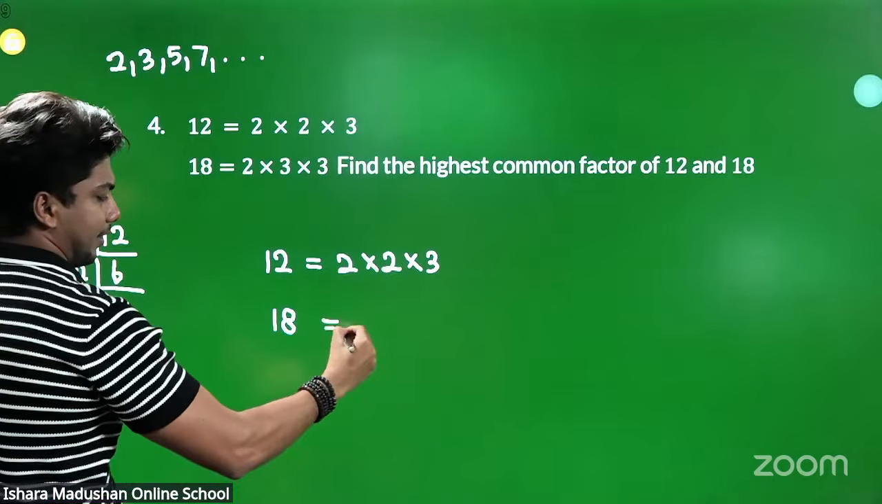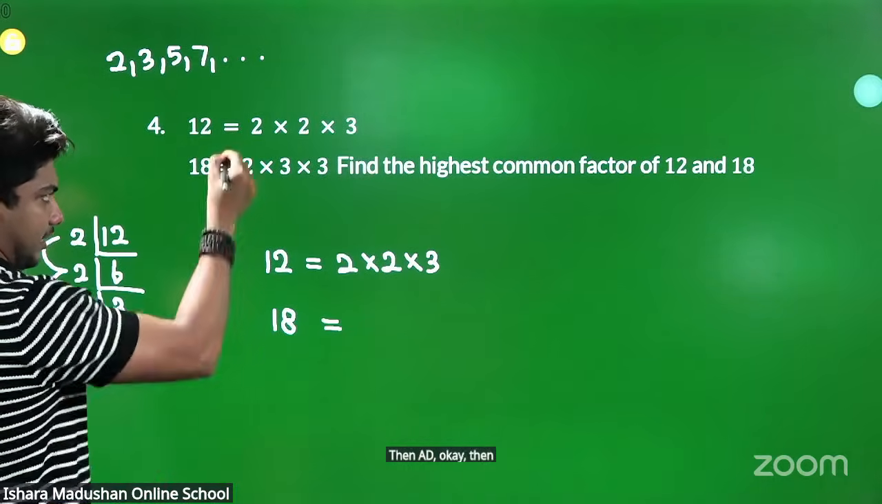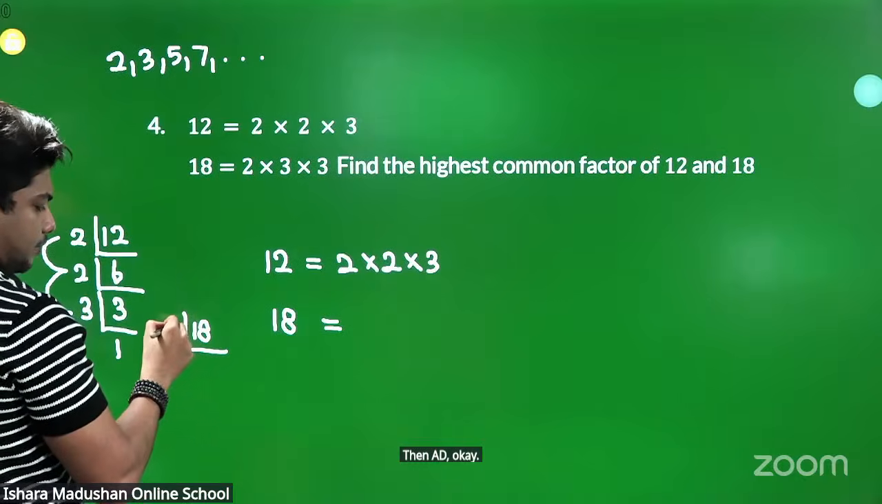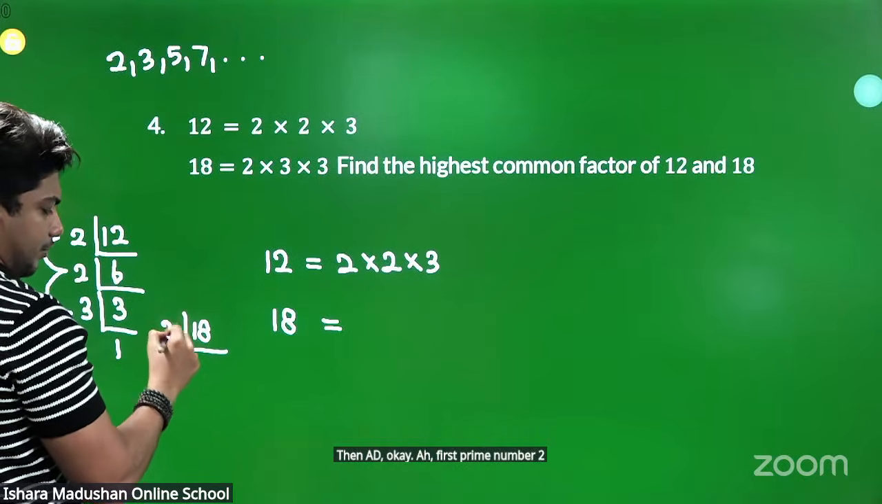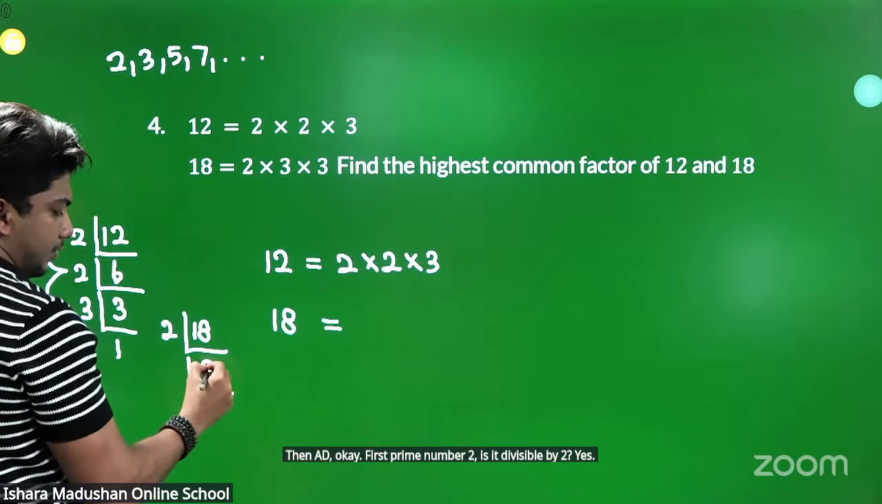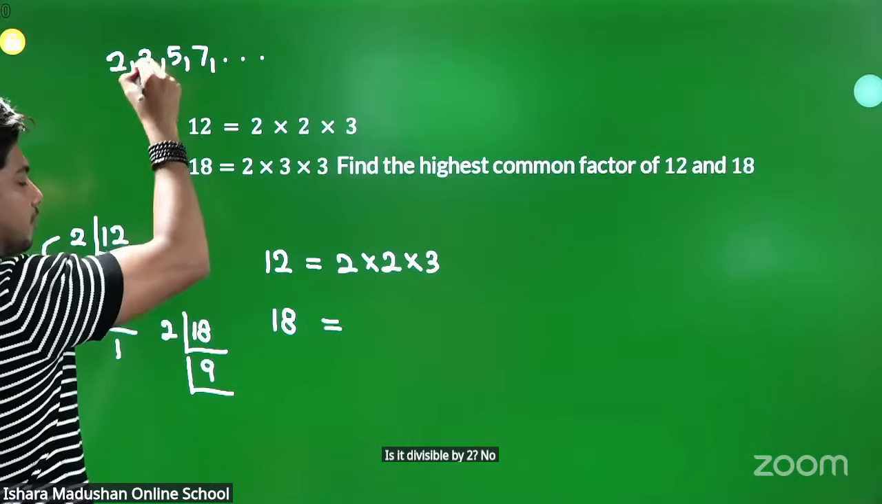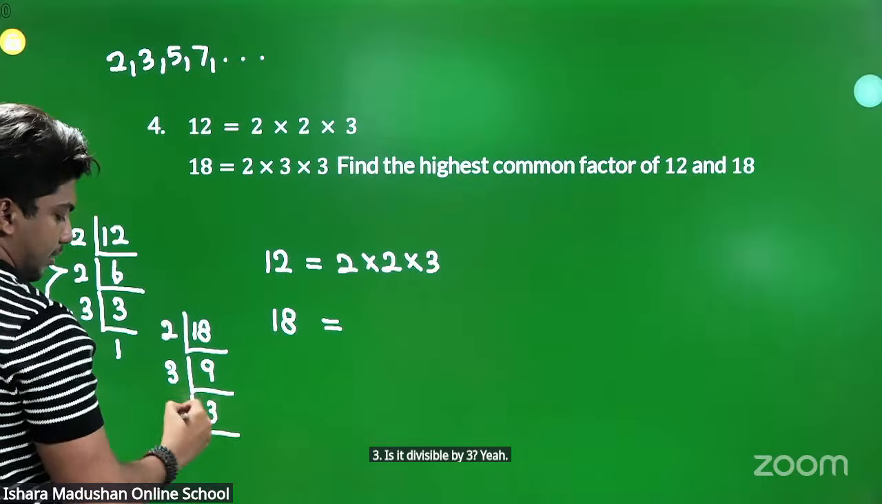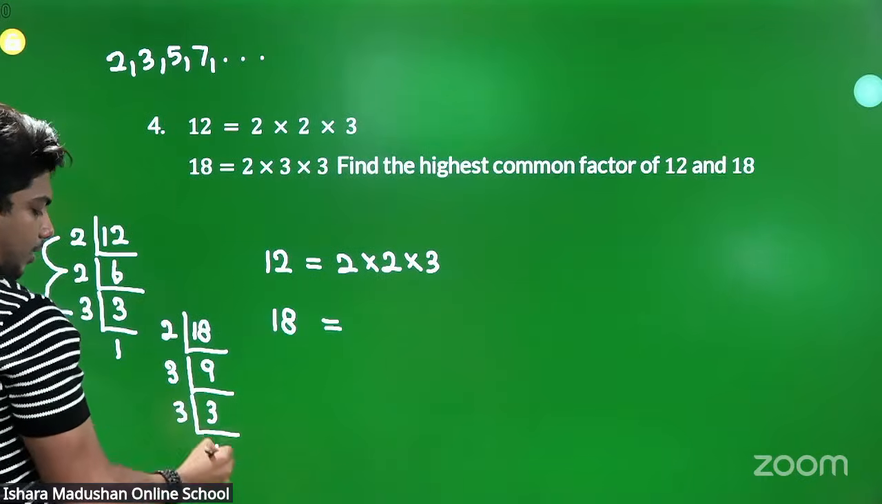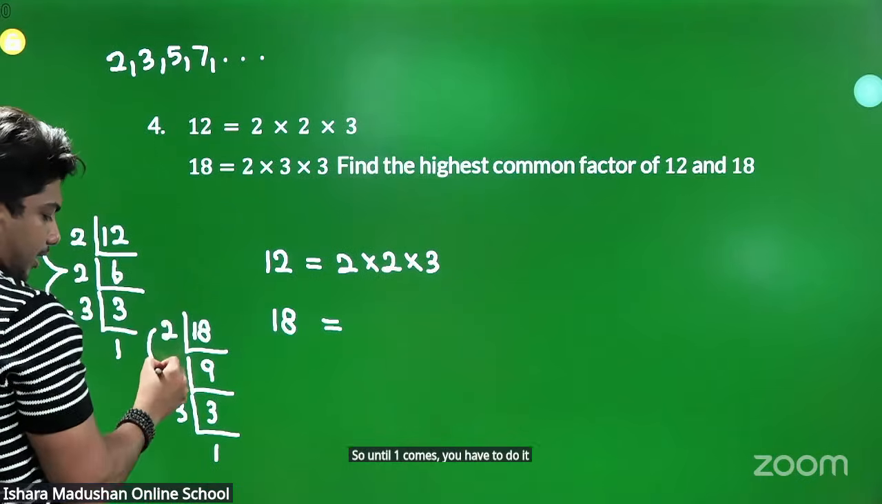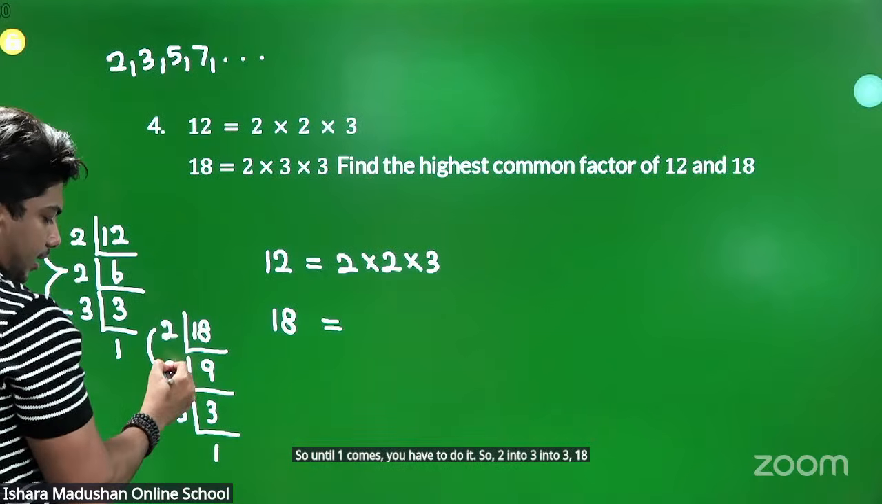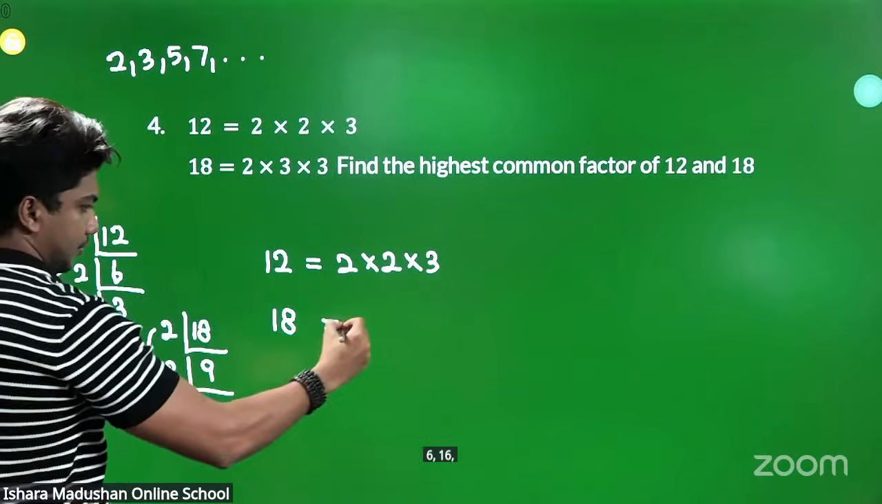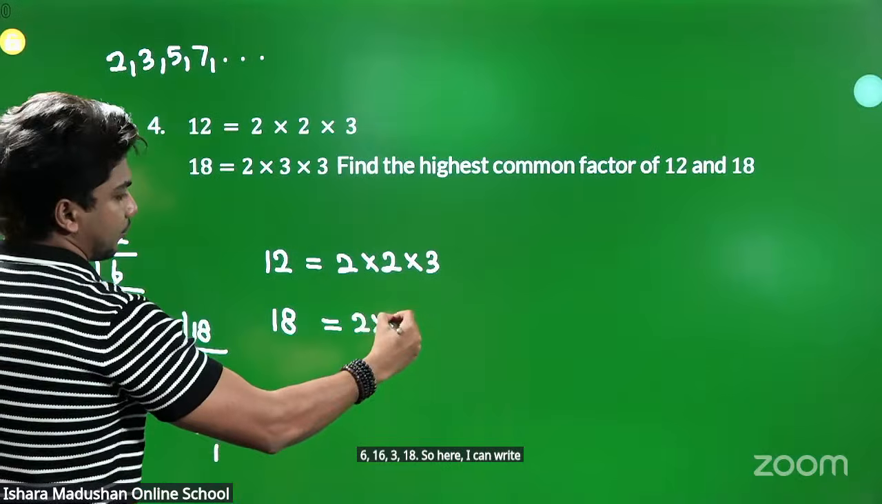Then 18. First prime number 2. Is it divisible by 2? Yes. Is it divisible by 2 again? No. Then go to the next prime number, 3. Is it divisible by 3? Yes. Again divisible by 3? Yes. So until 1 comes, you have to do it. So 18 is 2 into 3 into 3. 2 into 3, 6. 6 into 3, 18. But it has been given.